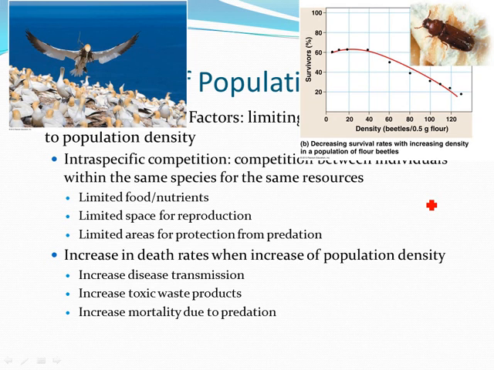As you increase the number of individuals in a given population, the more deaths are going to occur. And like we stated, the reason why is because there's more waste, it's easier to transmit diseases, and individuals are more easily hunted by predators as well.